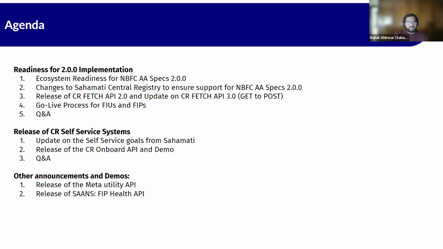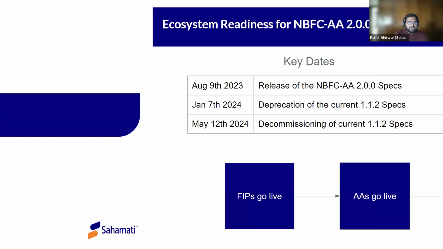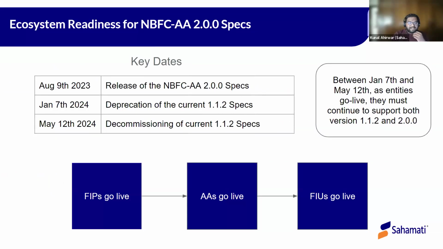So, jumping into the readiness of 2.0 implementations. As you all know, on August 9th, ReBIT released the new NBFC-AA specs, and the current specs have been deprecated on Jan 7th. Between Jan 7th and May 12th, entities that are live on 1.1.2 are supposed to continue providing service on 1.1.2 up until May 12th, 2024, which is the cutover date. Between Jan 7th and May 12th, the entities will go live.